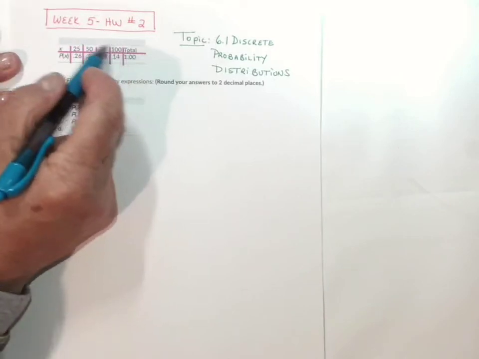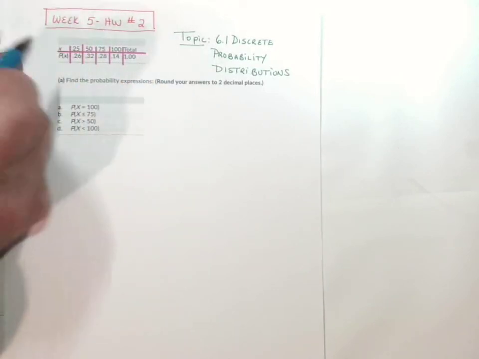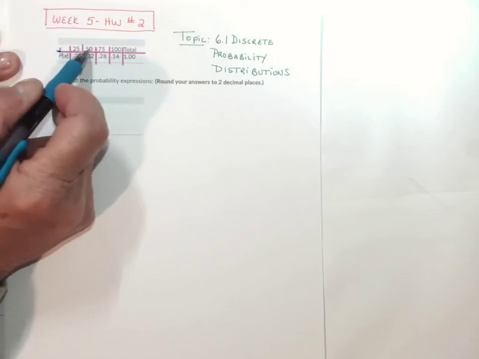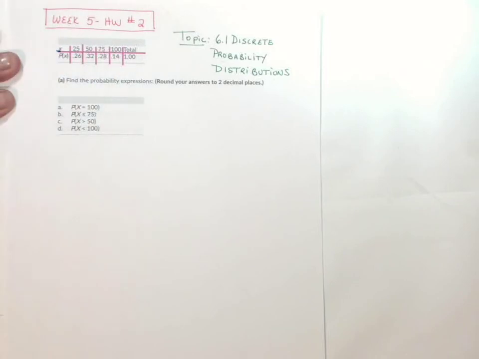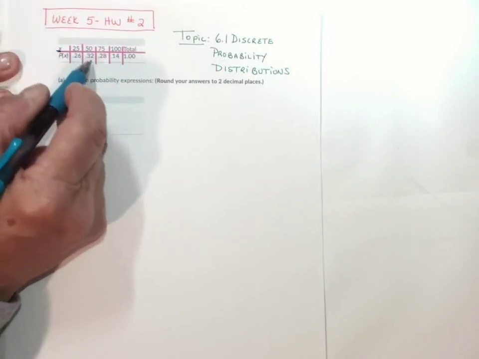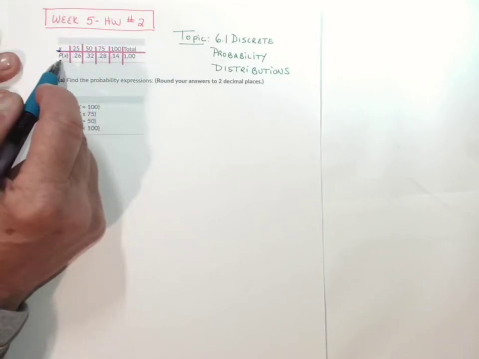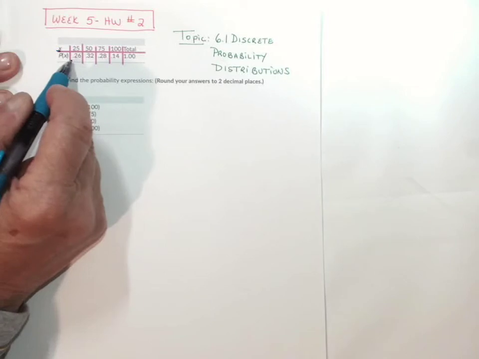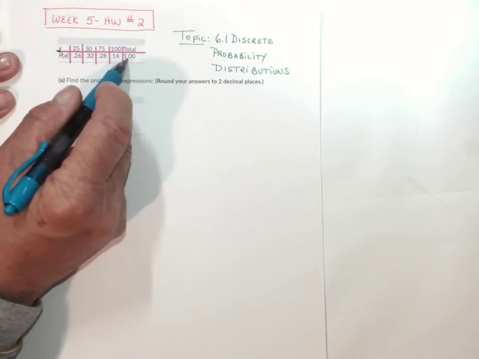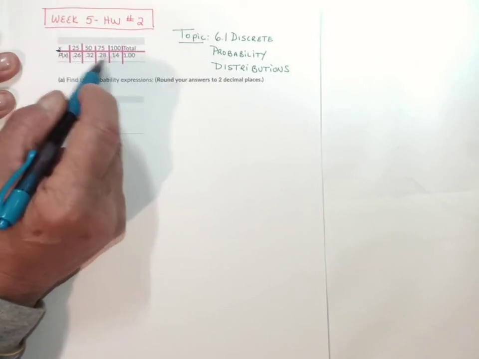So here is a probability distribution. We have the value of x, which is 25, 50, 75, and 100. And then we have the probabilities of getting each of these x values. We know that this is a legitimate probability distribution because when we add up all these numbers, it must equal 1. And these probabilities have to be between 0 and 1.